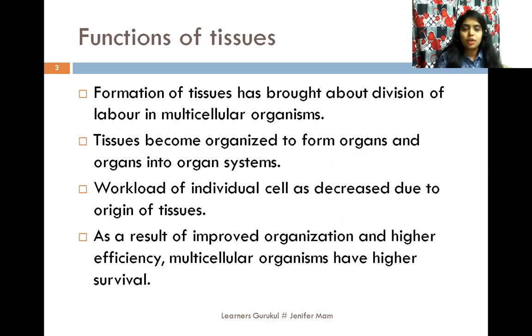So now let's talk about the functions of tissues. Here, the formation of tissues has brought about division of labor in multicellular organisms. For example, a human is a multicellular organism. You can see there are so many different organs in our body. The heart comprises different types of cells, the kidney comprises different types of cells, and the brain cells are all different from each other. So these tissues have brought a division of labor in all the organs of multicellular organisms.